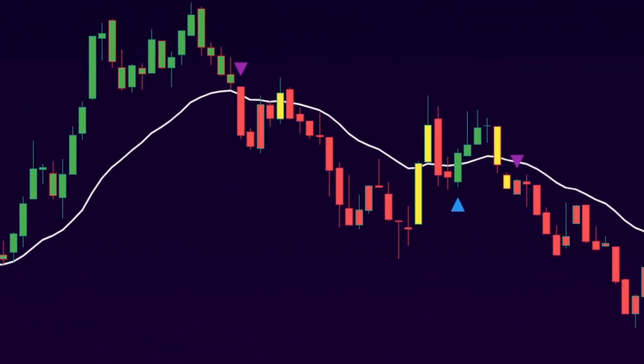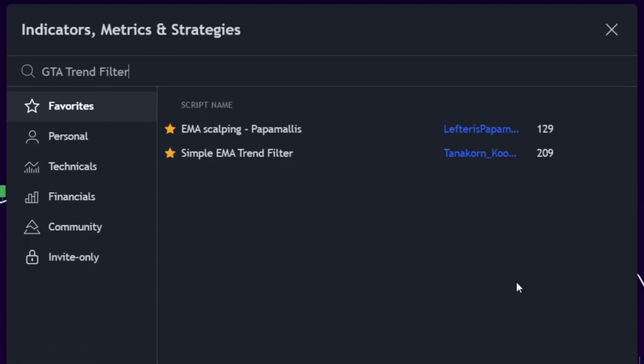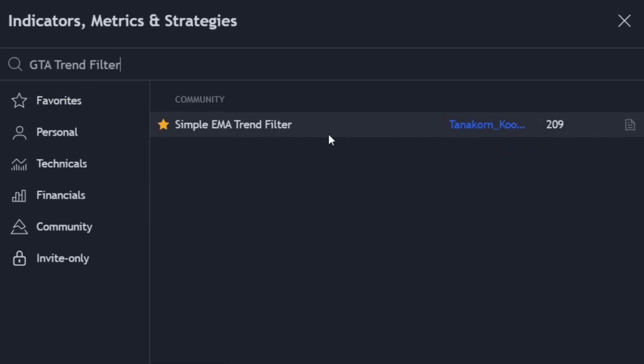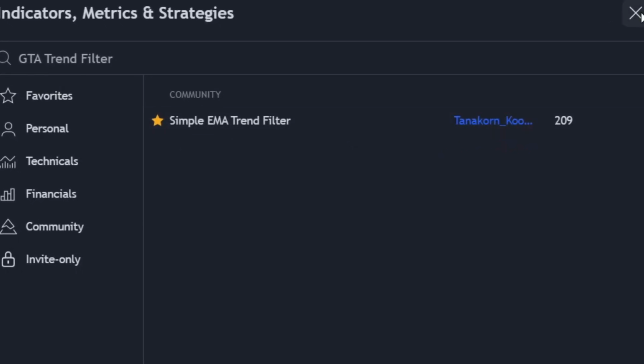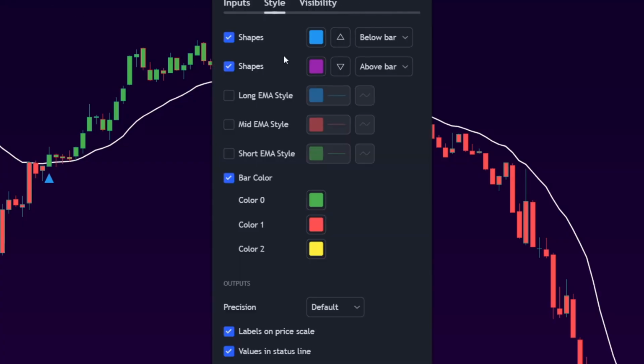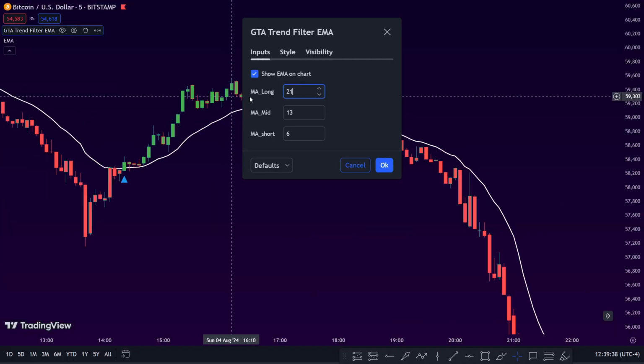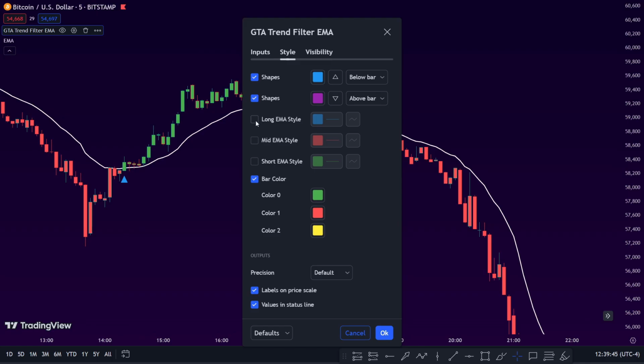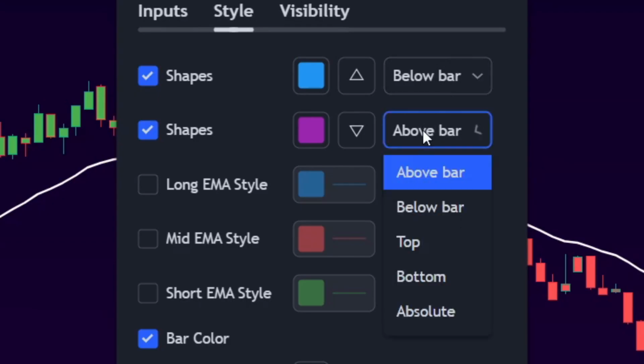First, to find the first indicator, we go to the Indicators tab and write Simple Moving Average Trend Filter Indicator. We add this indicator to our chart and go to the settings. We make it 21, 13 and 6, and in the style section we untick these 3 ticks and we make it below bar and this above bar.